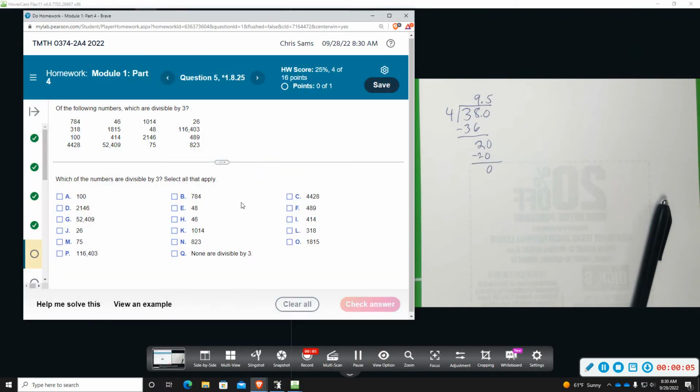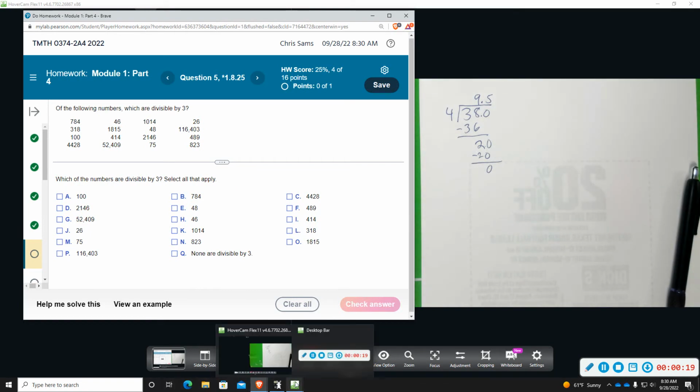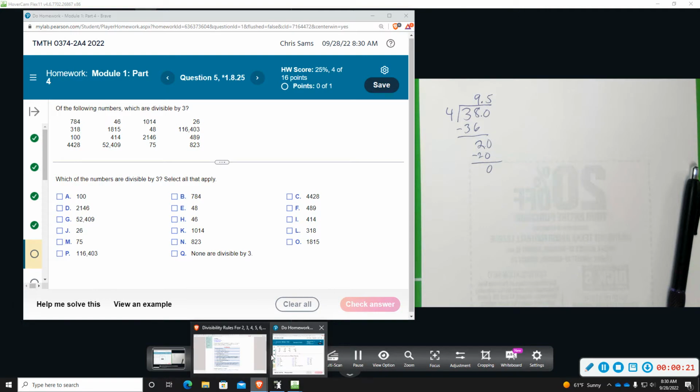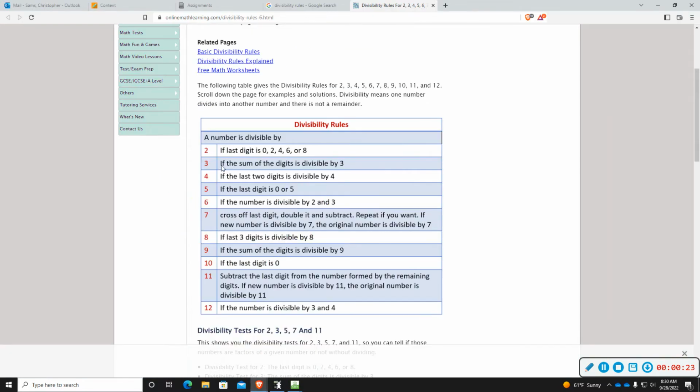Okay, number 5, we want to know which of the following numbers are divisible by 3. So, here's how we check divisibility by 3. Let me go to that rule. The rule says if the sum of the digits is divisible by 3, then so is the number.